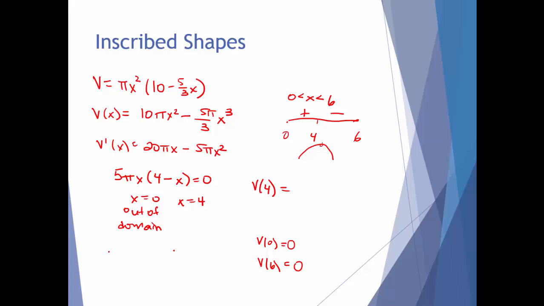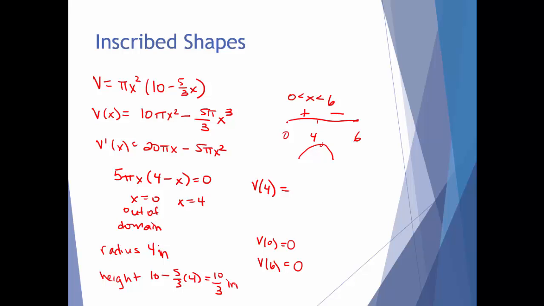So our radius, which is our x, is going to be 4, and in this problem, that's measured in inches. And our height, that was our y value. Our height was given by our y, which was 10 minus 5/3 times x. So that's 10 minus 5/3 times 4, also known as 10/3, 3 1/3 inches. And we want to go ahead and leave that exact. Don't change that to 3.3 or anything like that. And there's our answer for this one.